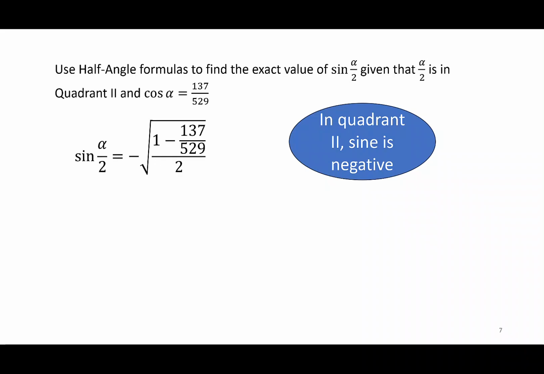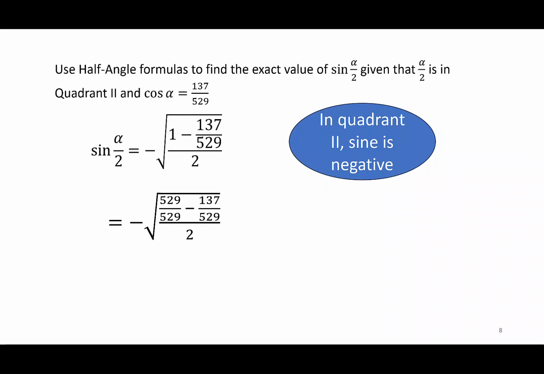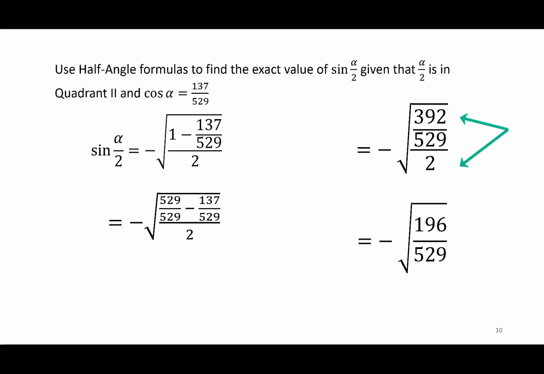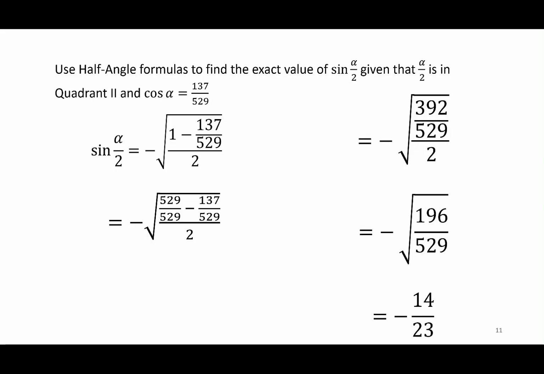In the numerator, I can write 1 as 529 over 529. Then I'll subtract 137 over 529. My new numerator is 392 over 529. I'm going to divide the 392 by 2, which gives me 196. Now I have negative the square root of 196 over 529. To finish the problem, I'll take the square root of 196 and I'll separately take the square root of 529. My final solution is negative 14 over 23.